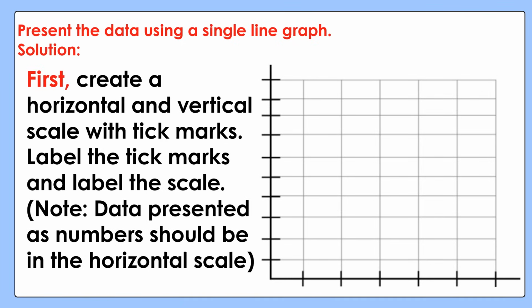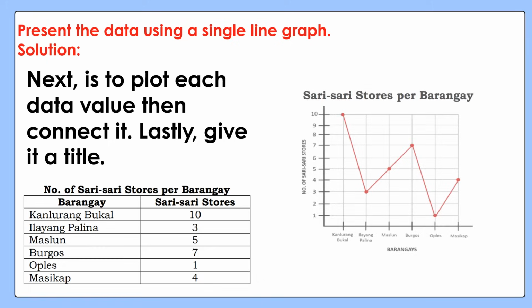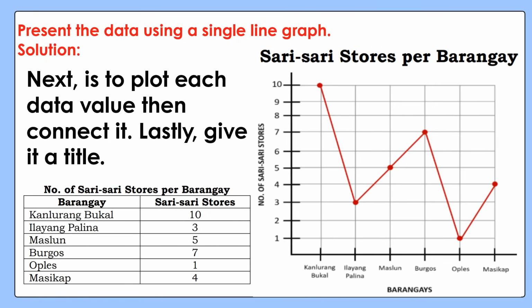First, create a horizontal and vertical scale with tick marks. Label the tick marks and label the scale. Note, data presented as numbers should be in the horizontal scale. Next is to plot each data value, then connect it. Lastly, give it a title. And here's the line graph.